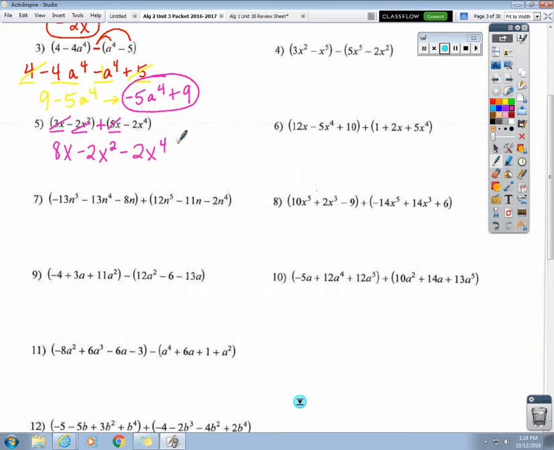Okay, so that's the final answer, but is that in standard form? No. What do I mean by standard form? The highest what goes first? Exponent. Okay, your highest exponent goes first, and then you just work your way down. So in that case, which term would come first? Right, then the positive 8x. And so that would be the final answer.